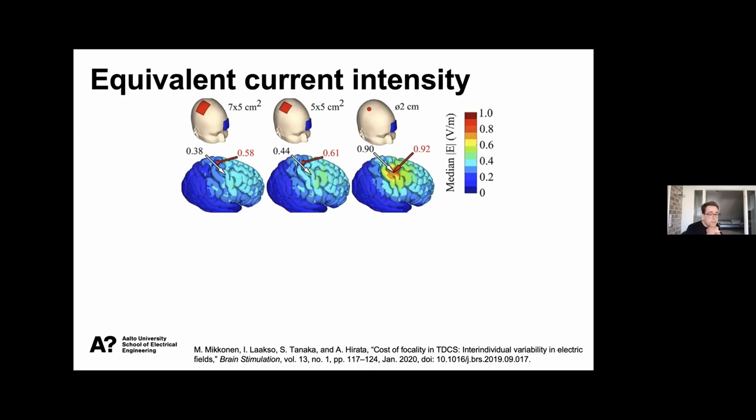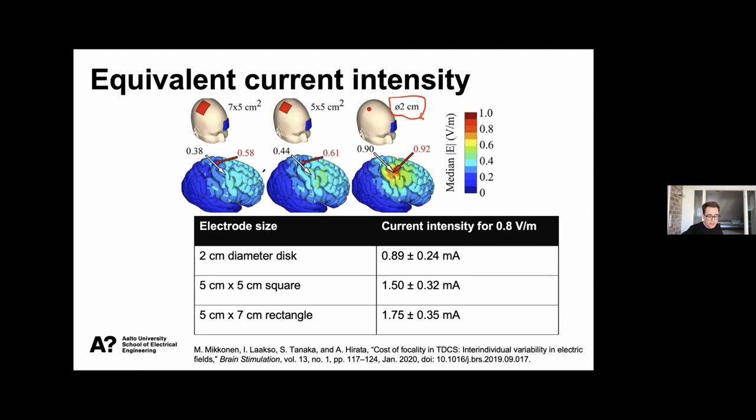Okay, but there is an important consideration that must be made when you interpret the results. It is the fact that the electric field strength depends strongly on the size of the electrodes that you are using. Here we were using a small 2 centimeter diameter electrode, which produces much stronger electric fields than the large electrodes that are typically used in tDCS. And also these different types of electrodes produce different distributions of the electric field. So if you assume that the optimal electric field value was 0.8 volts per meter, it turns out that using our electrode, this 0.8 volts per meter corresponds to something like 0.9 milliamps on average.